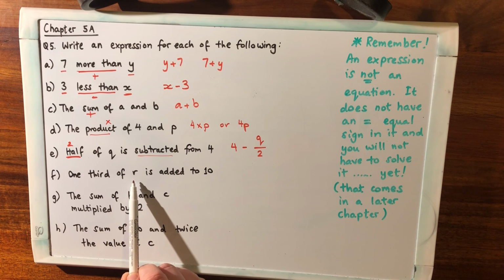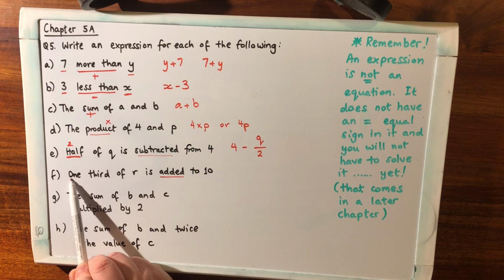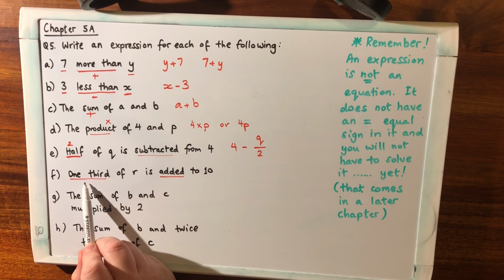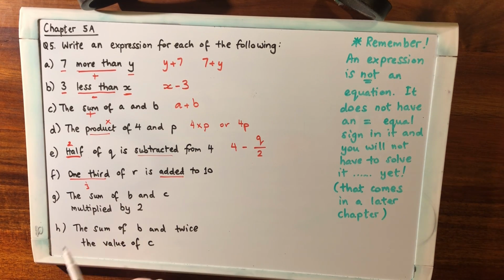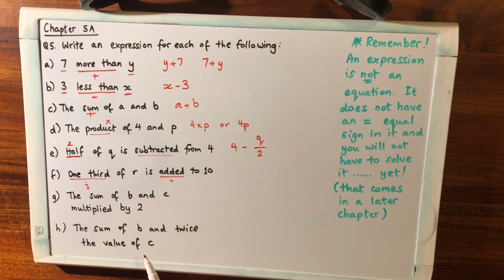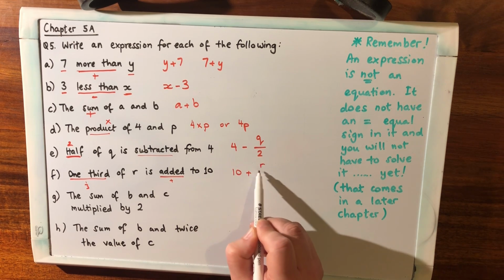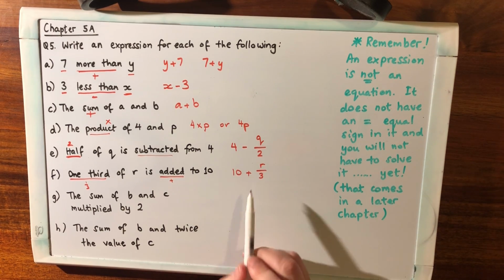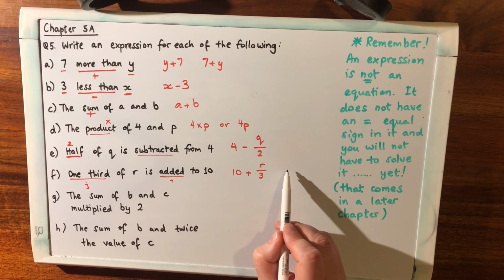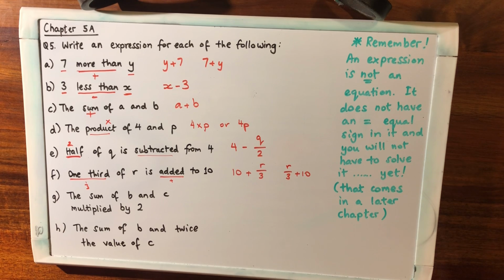F, 1/3 of R, the pronumeral R, is added to 10. Here we have a clue, and here we have a clue. 1/3 means something over 3. Okay, so we're going to put R over 3, and then we're going to add to 10. So 10 plus R over 3, or because it's an addition, we could do R over 3 plus 10. The answer would be exactly the same.